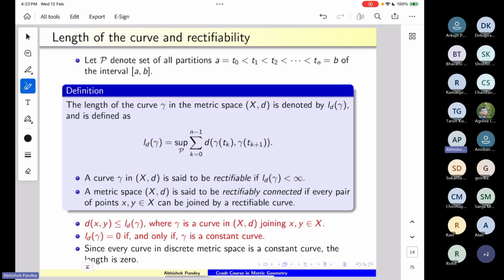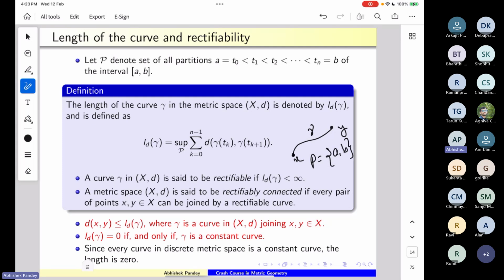Okay, so these are some easy results to establish. The first one is that d of x comma y is less than or equal to the length of gamma. So we have a curve joining 2 points x and y in X. The distance between these 2 points, d of x comma y, will always be less than or equal to the length of this curve gamma. To prove this, you just have to take the partition of [a, b].